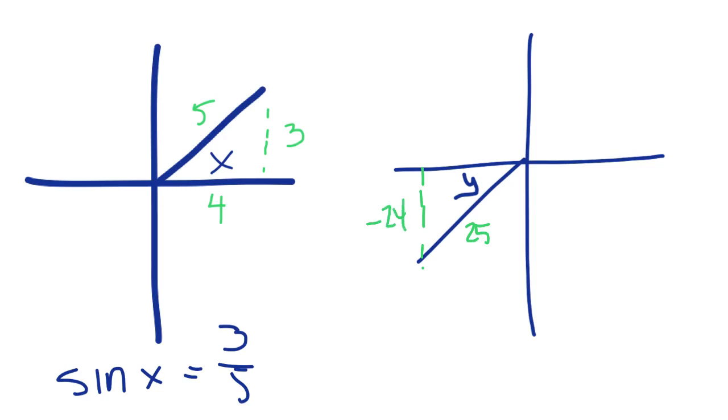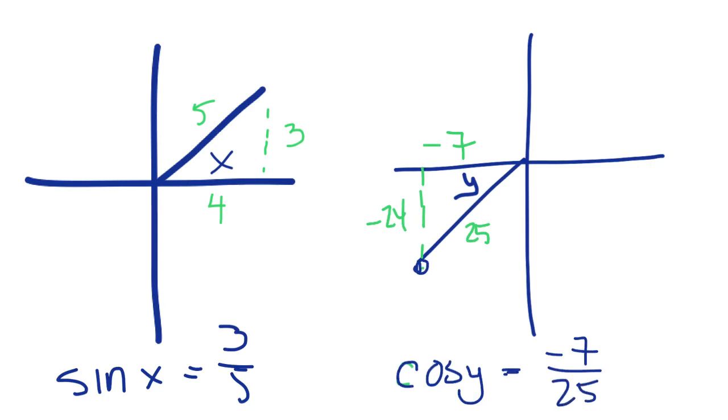That means our adjacent side, again, we can use the Pythagorean theorem or whatever we want to find that, is going to come out to 7. And if we think about this as a coordinate down here, this value of 7 is going to be a negative value, right? We can also think about it: is cosine going to be positive or negative in this quadrant? And the answer is, in the third quadrant, cosine is going to be negative. So cosine of y is equal to adjacent, which is negative 7 over 25. There we go. We know our last two values.